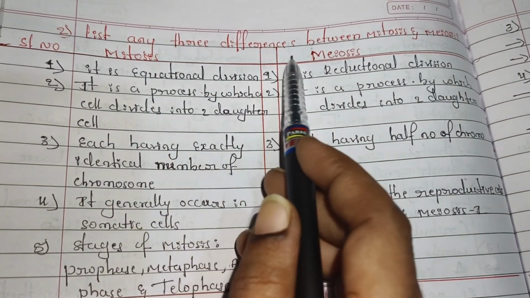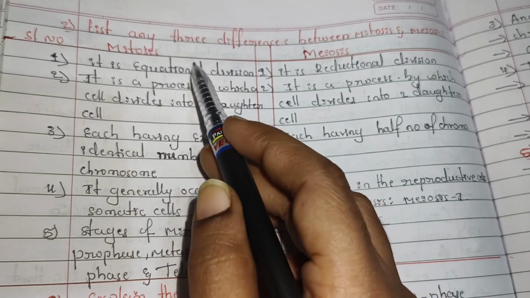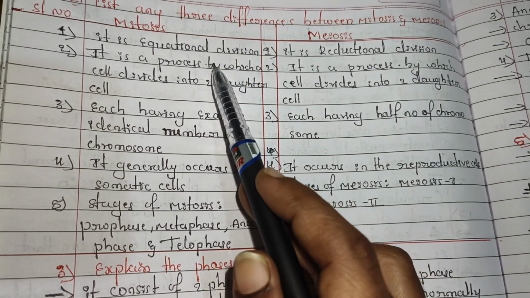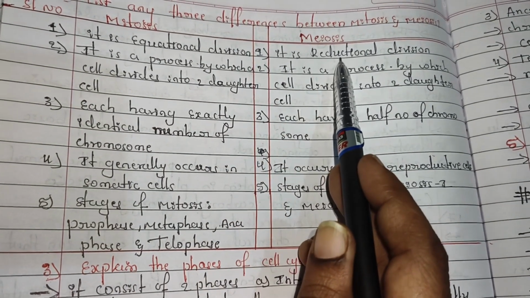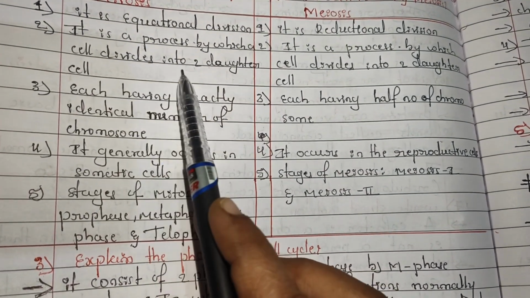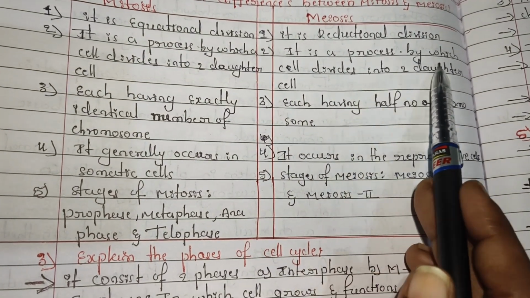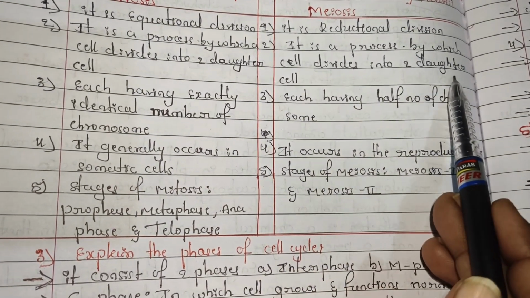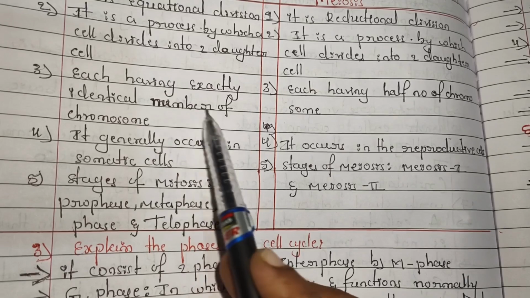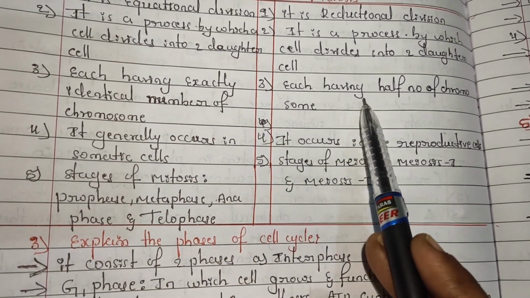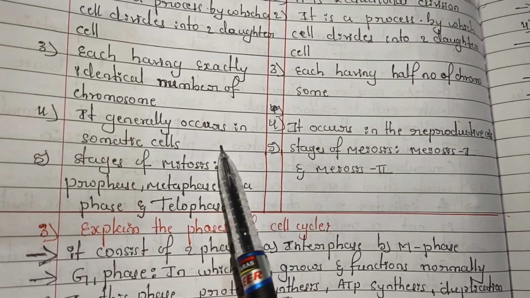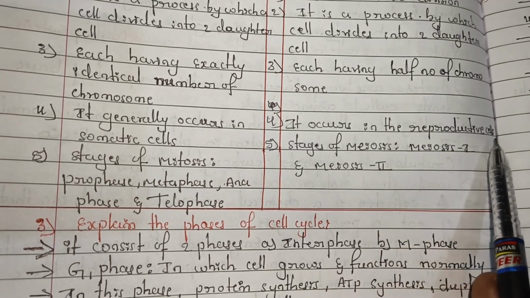Next question, list any three differences between mitosis and meiosis. In one column you write mitosis, in another column you write meiosis. You know very well mitosis is an equational division, meiosis is a reductional division. Mitosis is a process by which the cell divides into two daughter cells, and meiosis is a process by which the cell divides into four daughter cells. The main difference is that in mitosis each has an exactly identical number of chromosomes, but in meiosis each has half the number of chromosomes. Mitosis occurs in somatic cells, meiosis occurs in reproductive cells.